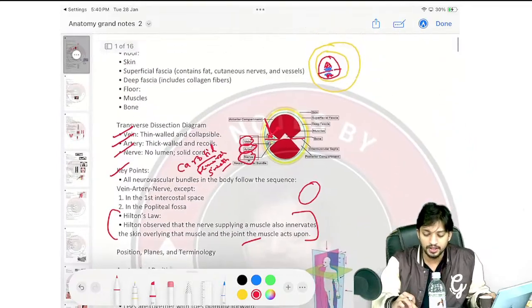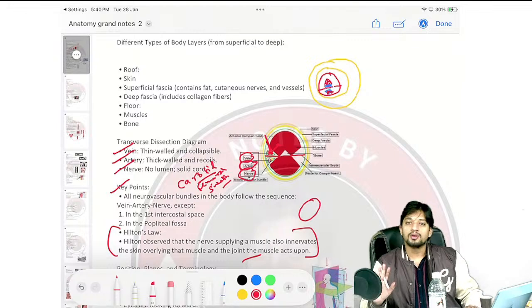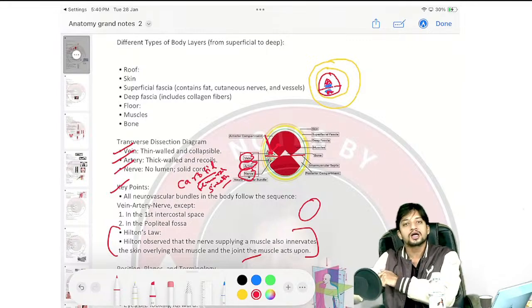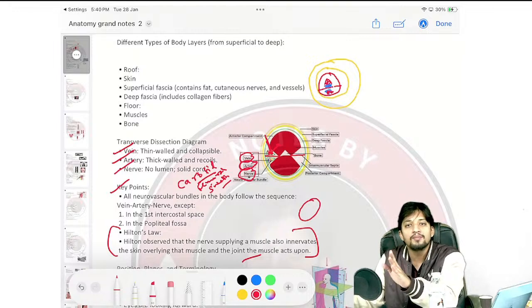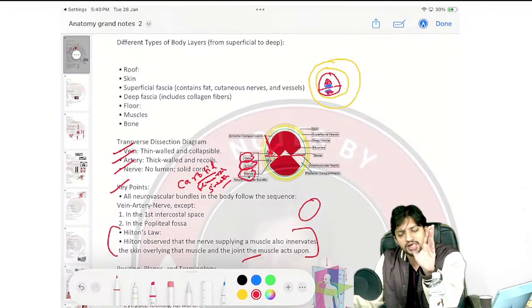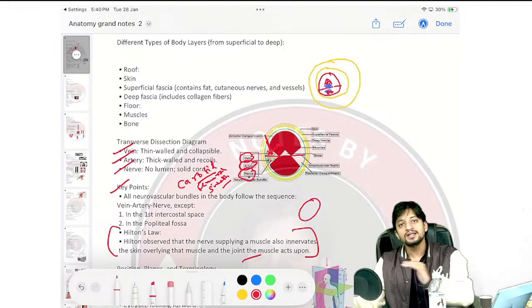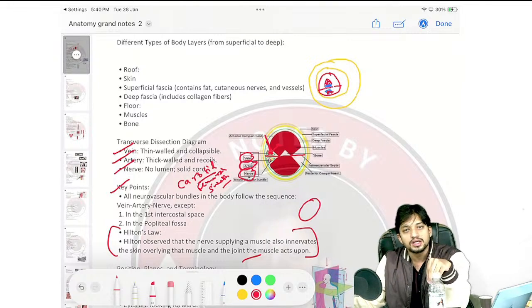Now, come here. Whenever you study, you don't need to remember the nerve supply for individual muscles. You just have to see the nerve running in the compartment, and you can remember very easily that if a nerve is running in one particular compartment, it will generally supply the muscles of that compartment only, and the overlying skin and other structures of that compartment. Very simple. This is the clinical and practical application of Hilton's law.